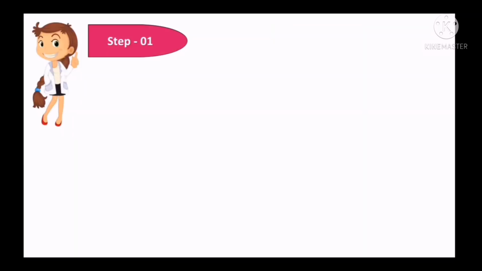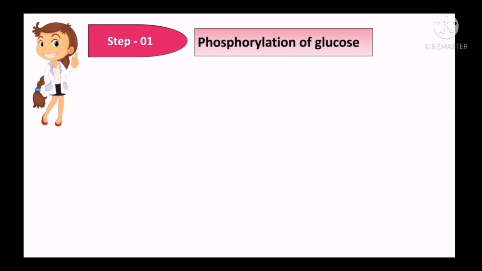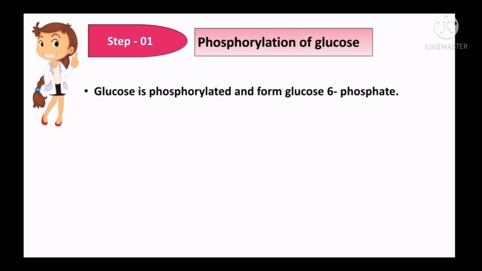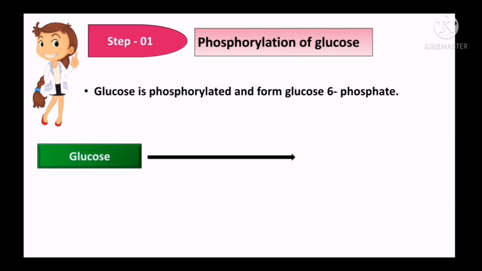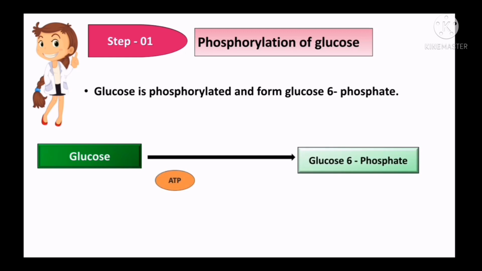So let's see what happens during step 1. Step 1 is defined as the phosphorylation of glucose. It means glucose is phosphorylated and forms glucose 6-phosphate. During this process, the glucose molecule is converted into a glucose 6-phosphate molecule and one ATP molecule is converted into one ADP molecule. It means energy is consumed. This reaction is catalyzed by the enzyme called hexokinase.